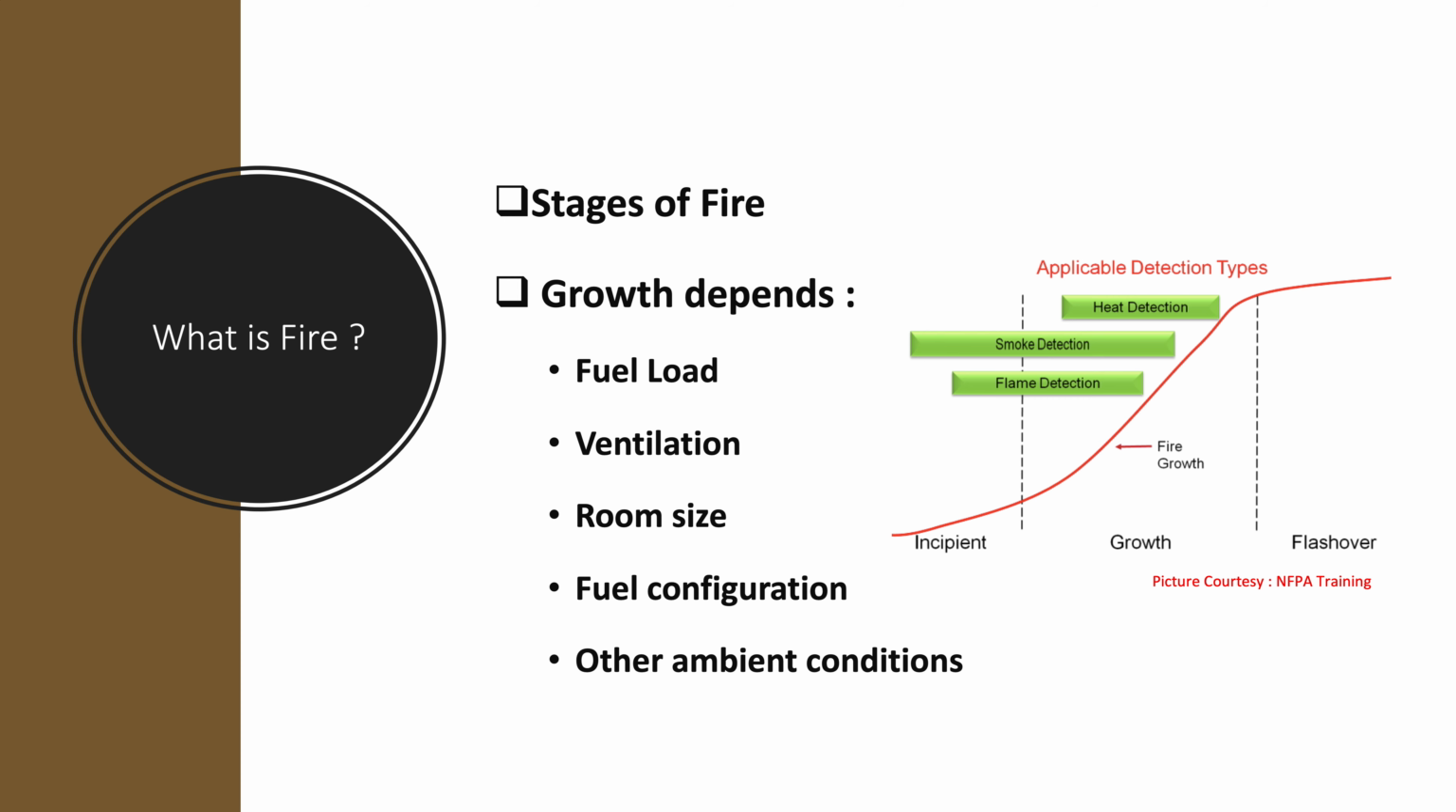The growth of a fire depends on a number of variables, which include fuel load, meaning how much fuel is there; ventilation, which controls the air, or oxygen, an element of fire; room size, since a big room means more air and the fire can burn longer; fuel configuration; and other ambient conditions. Selection of a detector will depend on these variables, such as ambient temperature, humidity, and the presence of dust and aerosols, and so forth.